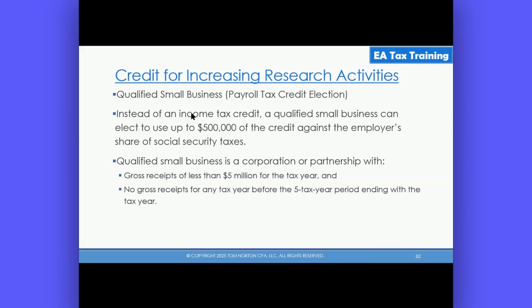A qualified small business is a corporation or partnership with gross receipts of less than $5 million for the tax year and no gross receipts for any tax year before the 5 tax year period ending with the tax year. So again, it is for newer companies. They're looking at startup companies. So if you're more than 5 years old and you had revenue more than 5 years ago, then you are not going to qualify for this. And if you had gross receipts this year of $5 million or more, then you are not going to qualify for this. But of course, you still could qualify for the income tax credit.